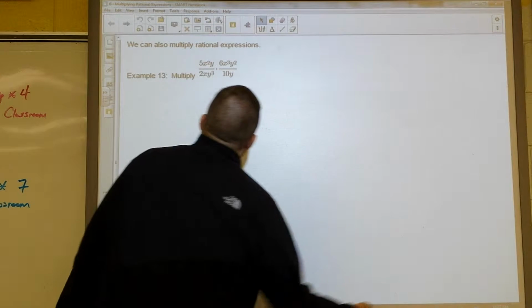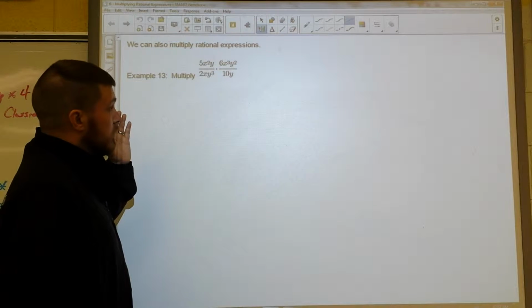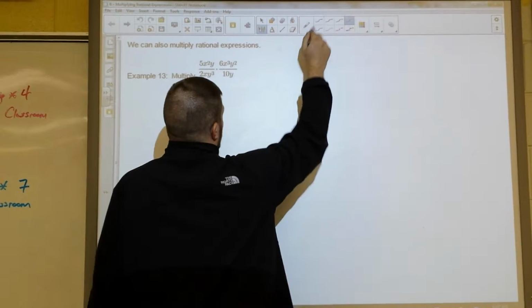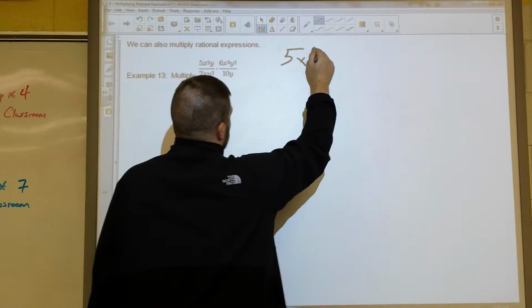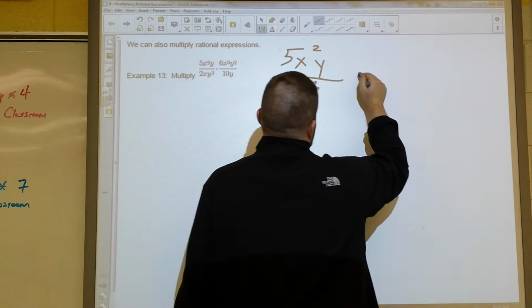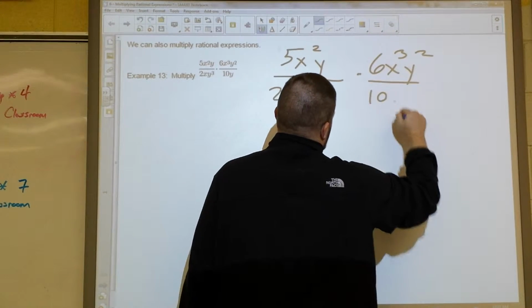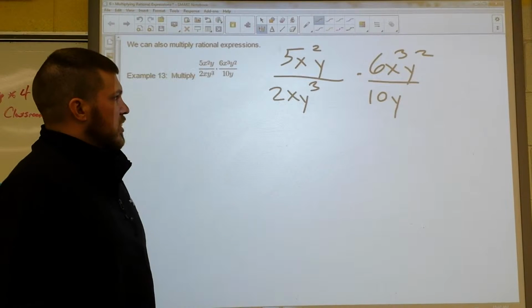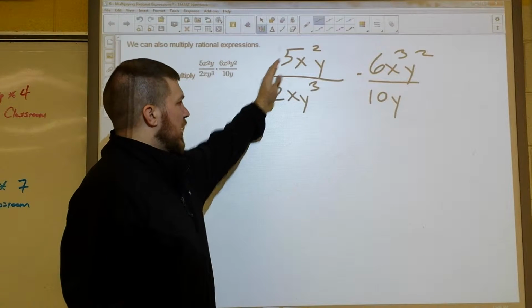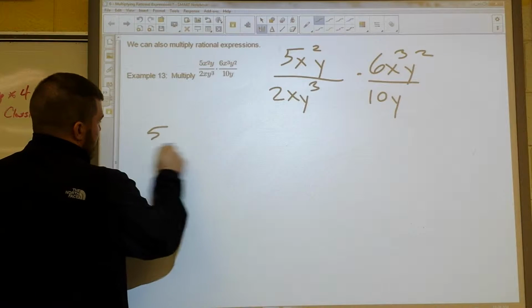So I'm going to start off by trying to look and see if I can cancel out anything at all here in example 13. Try to rewrite this problem as cleanly as possible. I'm going to rewrite the original problem a little bit bigger so that we can see it better. So I have 5x squared y over 2x y cubed, and this is times 6x cubed y squared all over 10y. Okay, I'm going to take one fraction at a time, and then I'm also going to take one type of number at a time. For instance, I'm going to start off with 5 divided by 2. Nothing happens there, so the first fraction is just going to stay 5 over 2.